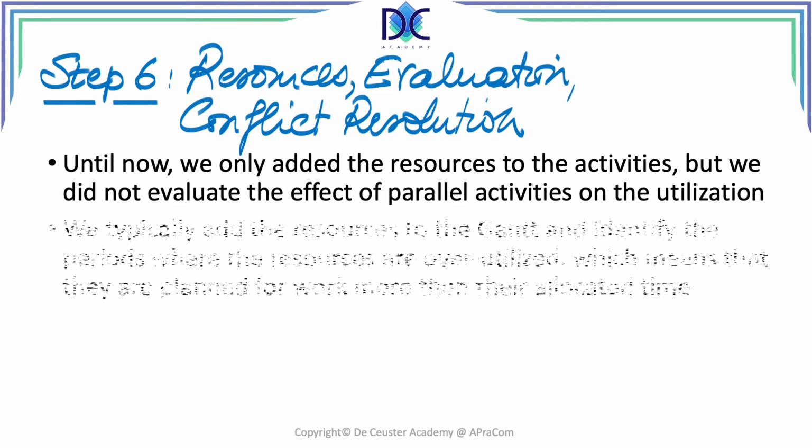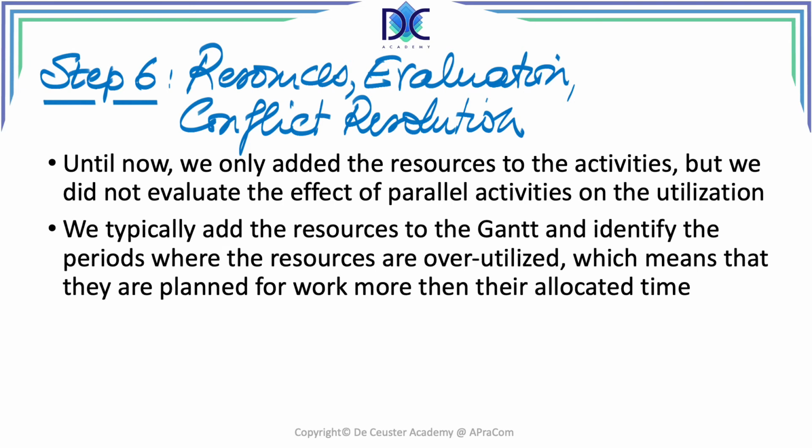Now, we only looked at this element as an individual activity, but the combination may lead to some conflicts. When we look at the resources here on the Gantt chart, we can identify when the resources are overutilized. Overutilization means that they're allocated to work on the project for more time than they have been allocated. If you receive a resource for 4 hours per day, half a day, you cannot use that resource for more than 4 hours.